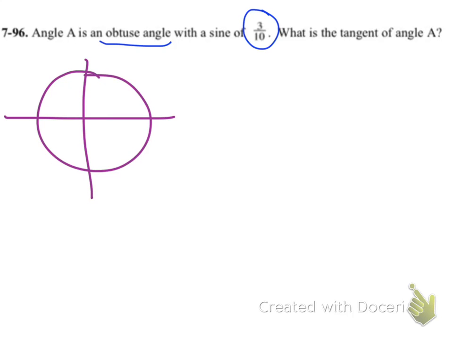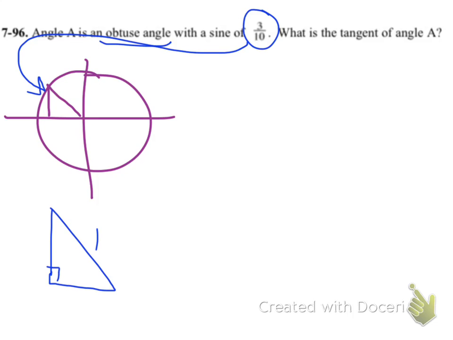of the unit circle, since angle A is obtuse and sine is positive, it's going to be over here in quadrant 2. So this length is that side. 3/10 is my sine, which is the height of that triangle. So what I need to do then is take a look at this triangle.